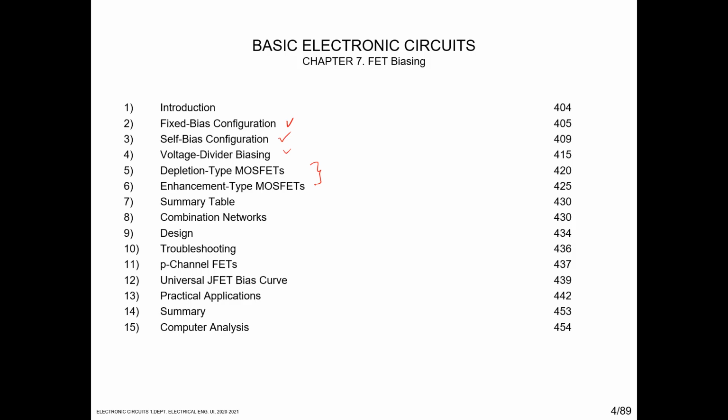The first one I will discuss is the fixed bias and self bias configurations, and the second part is voltage divider, the depletion type MOSFET, and also the enhancement type MOSFETs. And then I will summarize all the configurations. This one is optional: you can learn by yourself about the combination network design, P-channel JFET, and so on. You can learn by yourself, because the important thing is the configuration of the FET DC biasing.